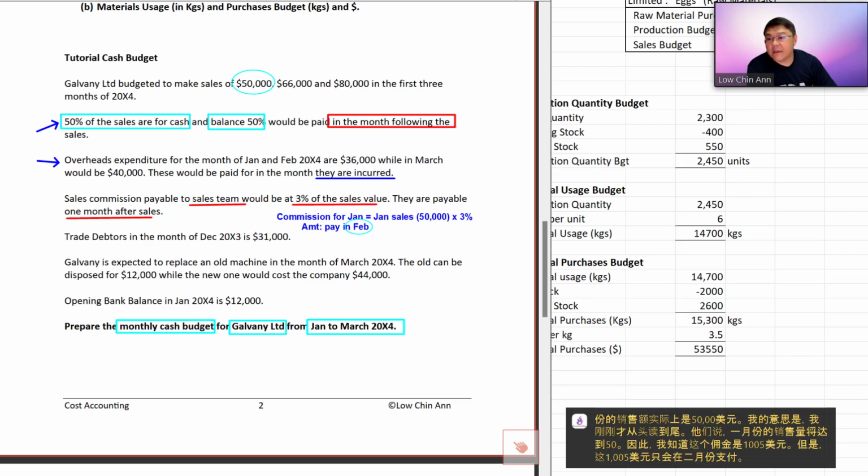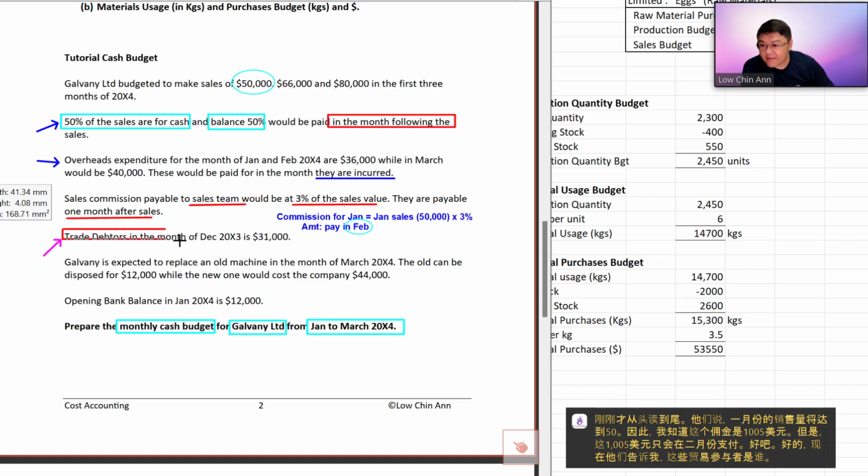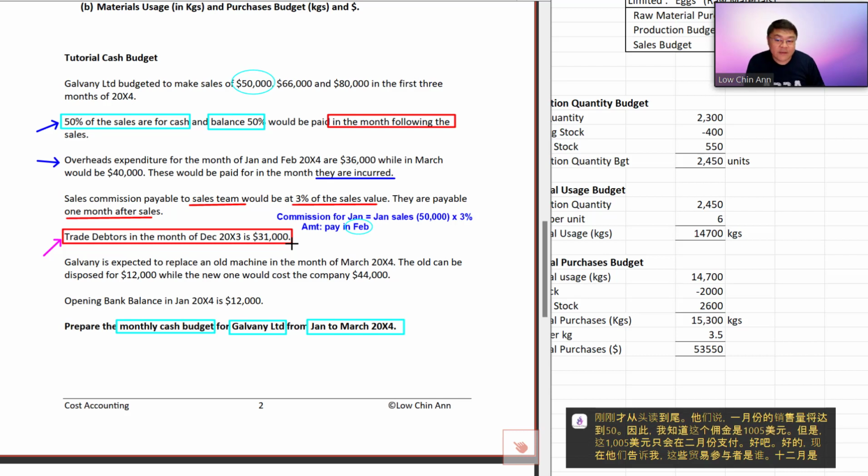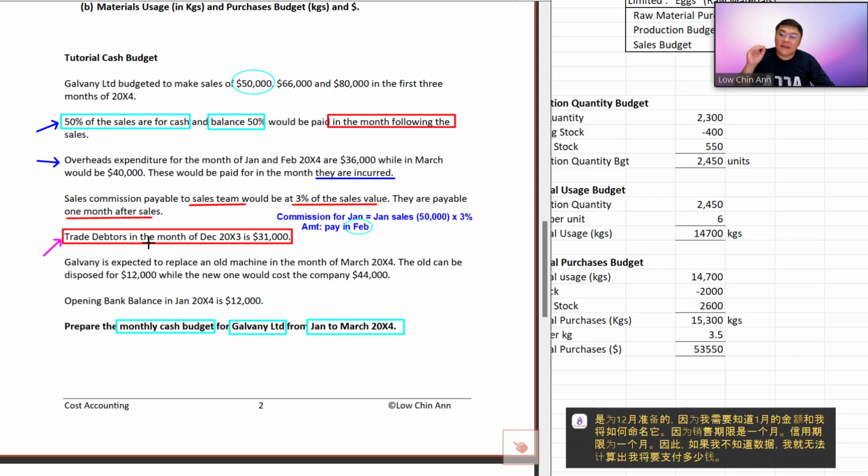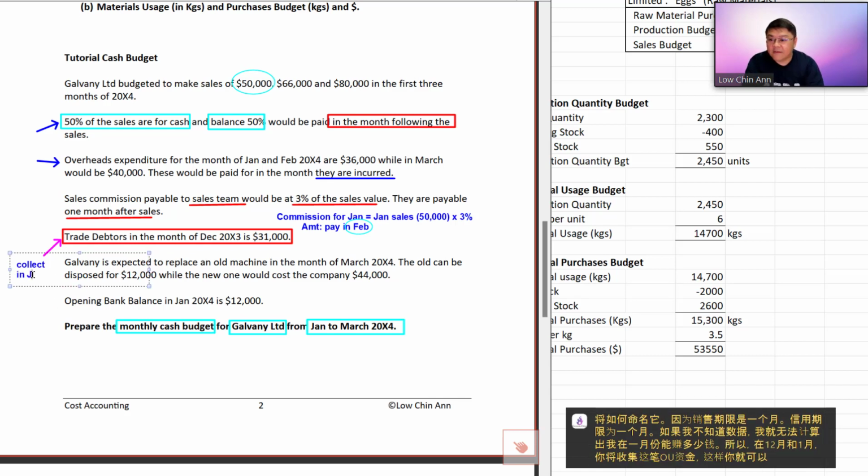Now they tell me the trade debtors for December is 31,000. Why is there a debtors balance for December? Because I need to know how much money I'm going to collect in the month of January, because the credit is 1 month. If I do not know the data, I cannot calculate how much money I'm going to get in January. So the money that the debtors owe you in December, you're going to collect in January 20X4.